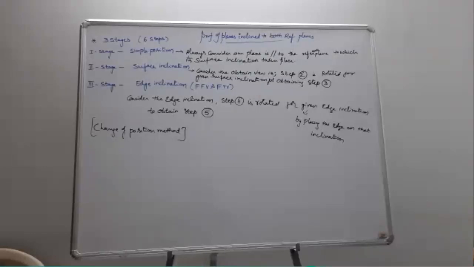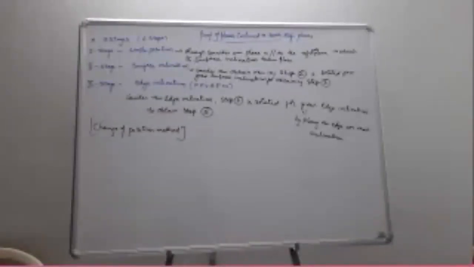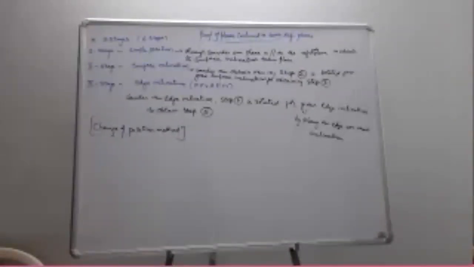Read stage 2. Okay, all of you just see. I just read it, you just copy if not. Stage 1 is nothing but your simple position. In simple position, always consider our plane to be parallel to the reference plane to which its surface inclination is going to take place. That is stage 1. Stage 2 is surface inclination. Always surface inclination is considered in stage 2. So consider the obtained view, that is step 2, to be rotated for the given surface inclination to obtain step 3 in stage 2.